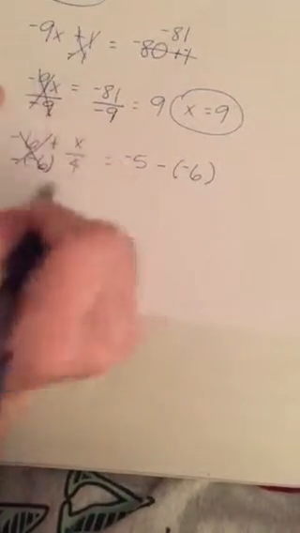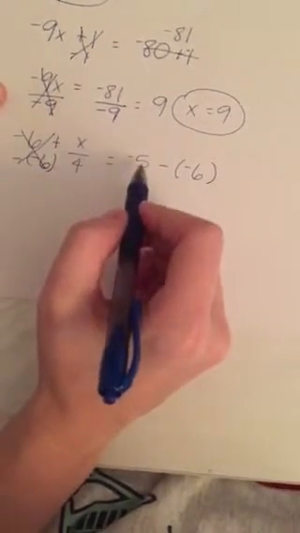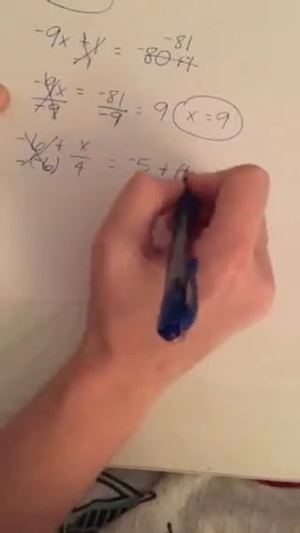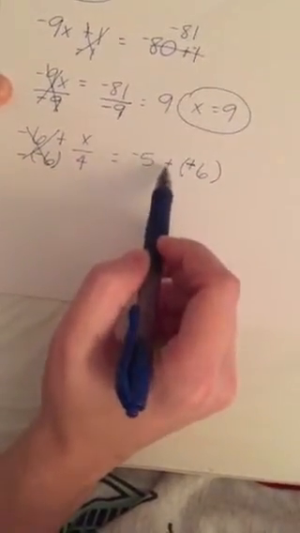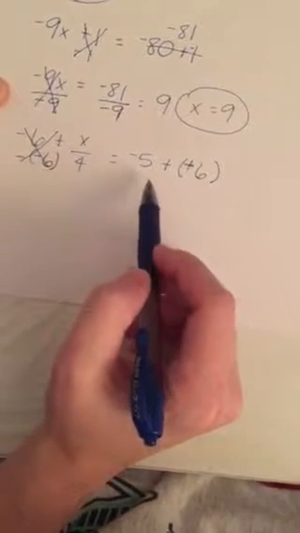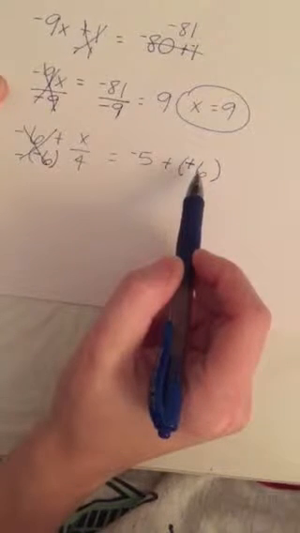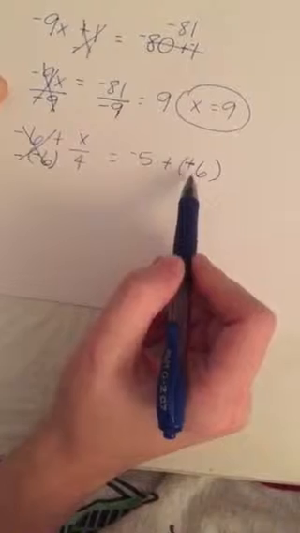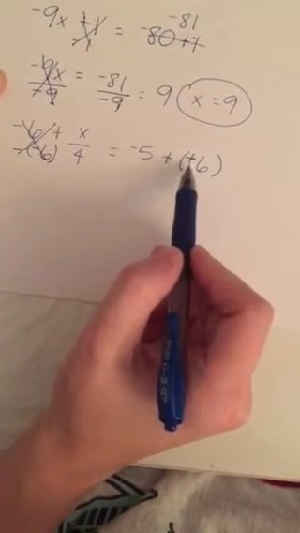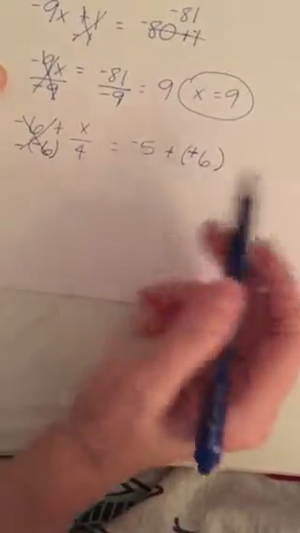Okay, so these cancel out over here. And over here we're going to keep, flip, change. And you end up with a positive 6 plus a negative 5. Which, if you remember your addition rules, same signs add and keep, different signs subtract. Since we have different signs here, we have to subtract 6 minus 5 is what that really means.